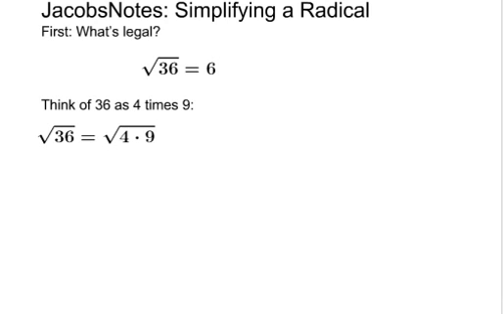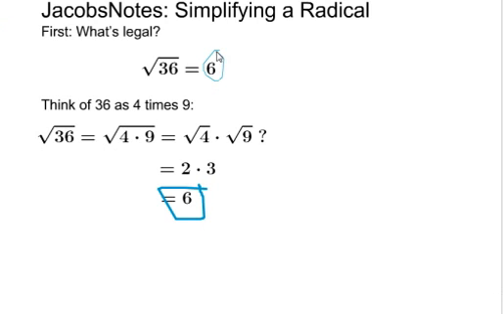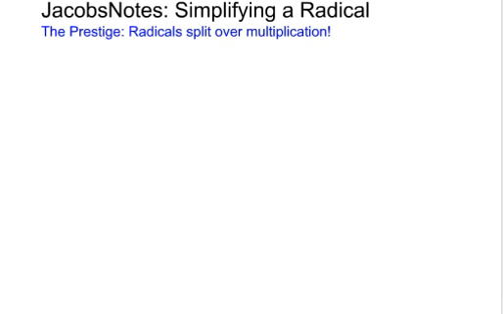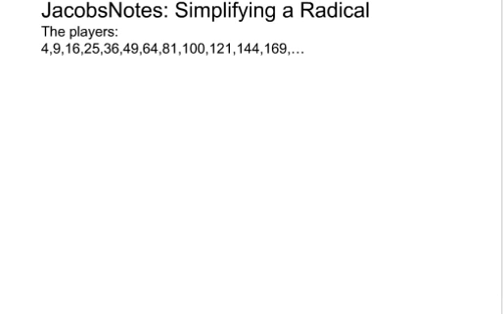Nothing controversial yet. Here's where the question comes in. Can I split this up? Can I split up over multiplication? Can I write the square root of 4 times 9 as the square root of 4 times the square root of 9? Well, what is the square root of 4? It's the number 2. What is the square root of 9? It's the number 3. So I get 2 times 3, which is 6. Notice, I get the same answer if I split up the radical as I did in the beginning. So what does this tell us? Well, this tells us that square roots split over multiplication.